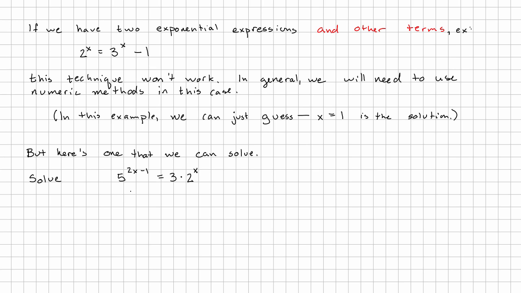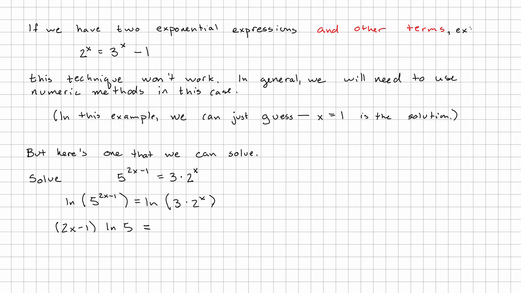Okay, so we have exponential expressions on both sides. We want to start by taking the log of both sides. And again, I'm going to choose the natural log. And now we want to use log rules to rewrite both sides in such a way that we get the variable out of the exponent. So on the left, that's just a single step. 2x minus 1 times the log of 5.